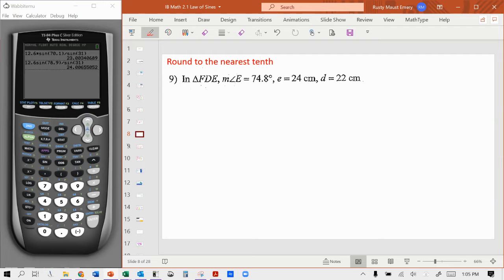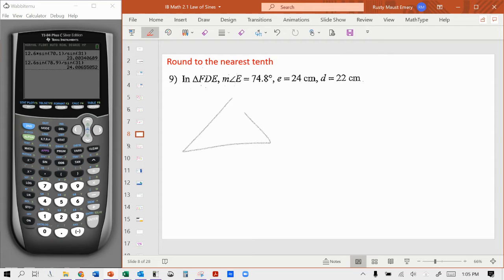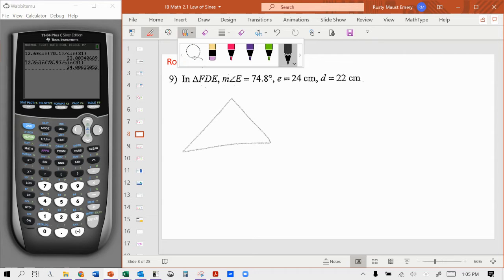All right, so in this example, we need to draw our triangle first. So we have a triangle FDE. So again, just sketching a triangle. Doesn't have to be anything crazy. Sketch your triangle and then label the information we're given.